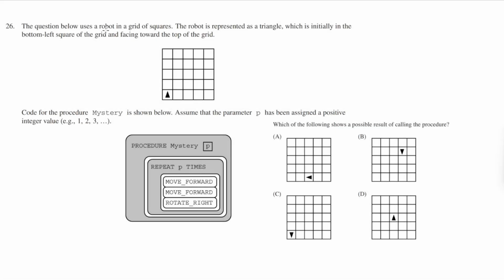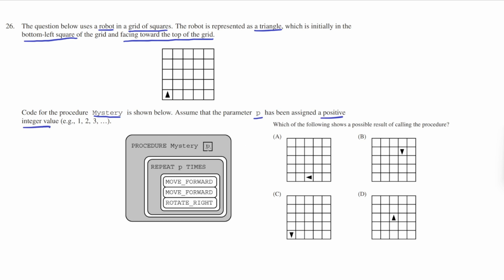The question below uses a robot in a grid of squares. The robot is represented as a triangle, which is initially in the bottom left square of the grid and facing towards the top of the grid. So in this orientation here. Code for the procedure mystery is shown below. Assume the parameter p has been assigned a positive integer value.